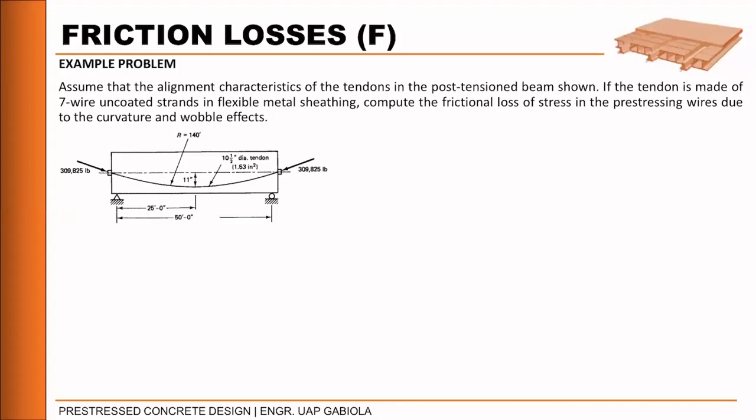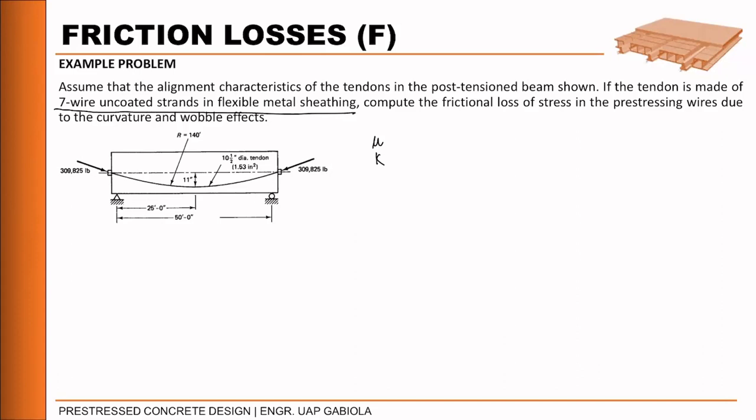Okay, next, we have another example pala. So assume that the alignment characteristic of the tendon in the post-tension beam shown. If the tendon is made of 7-wire uncoated strands and flexible metal sheeting, compute the frictional loss of stress in the pre-stressing wires due to the curvature of the wobble effects. Okay? So, walang given ng mu, tsaka value ng K, no? Pero binigay ko anong type ng steel, no? So, we have 7-wire uncoated strand in flexible metal sheeting.